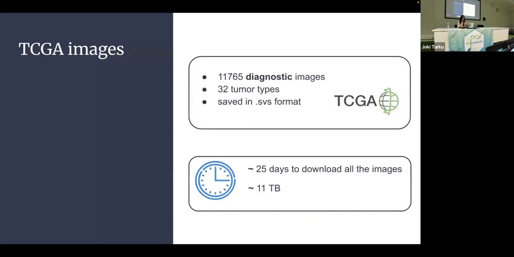So starting with the first part, for today we work with the TCGA images. There are more than 11,000 images from 32 different tumor types. They are all saved in the SVS format. This format is typical of a particular scanner. If you use a different scanner, you have a different file format, and sometimes you have to convert from TIFF to SVS or from SVS to TIFF or others. To download all these images, it took us around 25 days. That is around 11 terabytes of data, but we don't do this today.